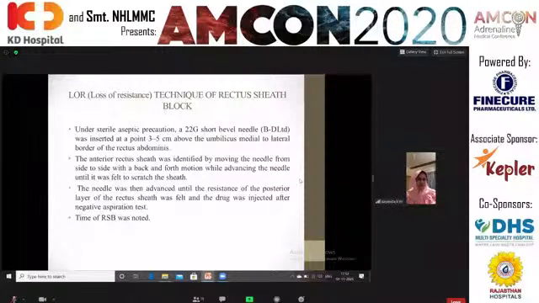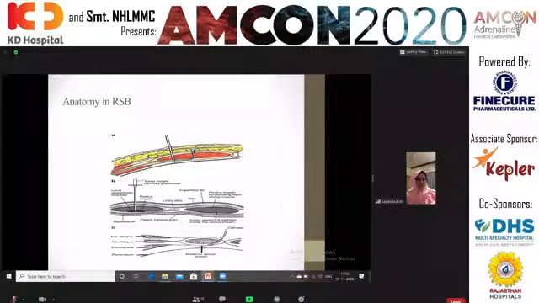A rectal sheath block was given by loss of resistance technique. Under sterile aseptic precautions, a 22-gauge Stoutenburg needle was inserted 3 to 5 centimeters above the umbilicus, medial to the lateral border of the rectus abdominis. The anterior rectal sheath was identified by moving the needle from side to side with a back and forth motion while advancing the needle until it was felt to scratch the sheath. The needle was then advanced until the resistance of the posterior layer of the rectal sheath was felt and the drug was injected after a negative aspiration test. The time for rectal sheath block was noted. As we can see in the anatomy, we have to pierce the skin, subcutaneous tissue, anterior rectal sheath, the rectus muscle mass, until we reach the posterior rectal sheath, and then we inject the drug.